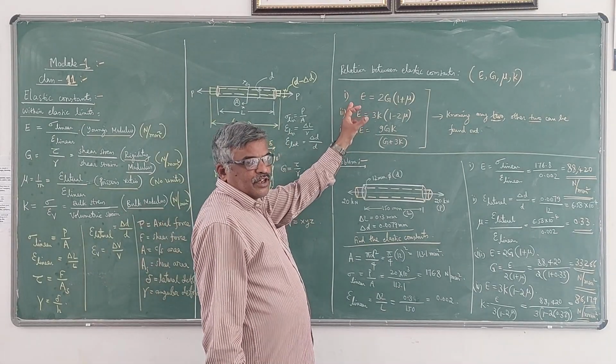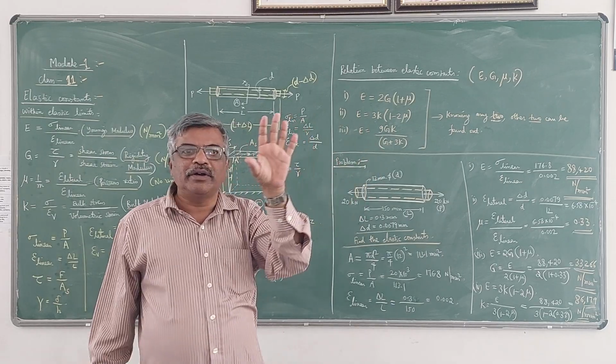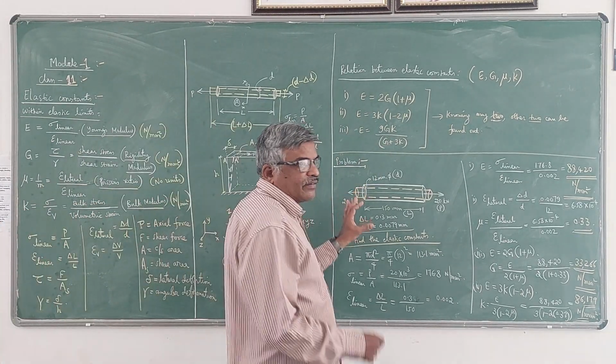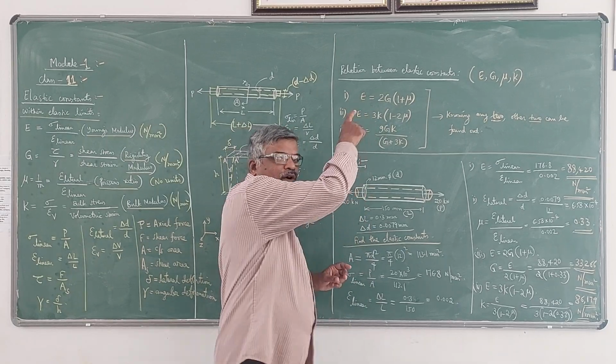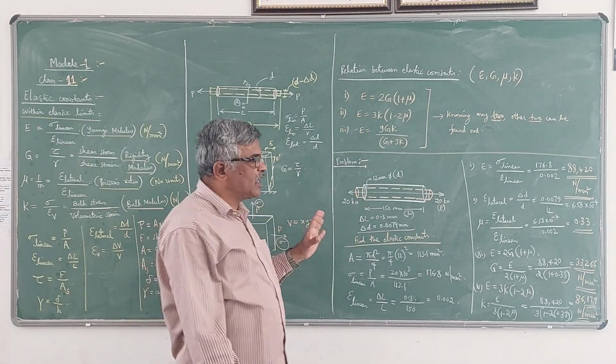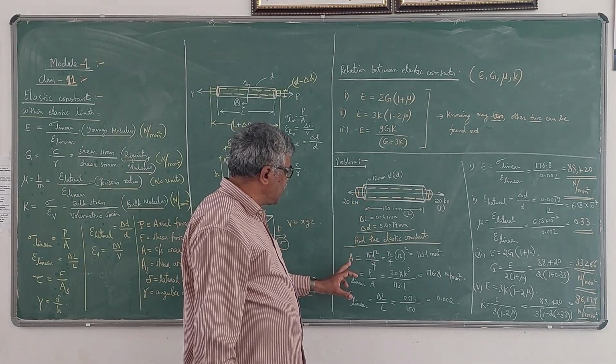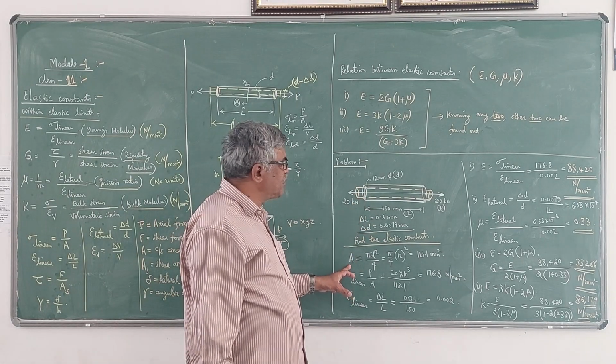Out of these four, you have to get any two from this data, and the other two can be found out using any two of these equations. Now let us see how we can tackle this problem. So he has given the diameter, let us find out the cross-sectional area of the specimen.